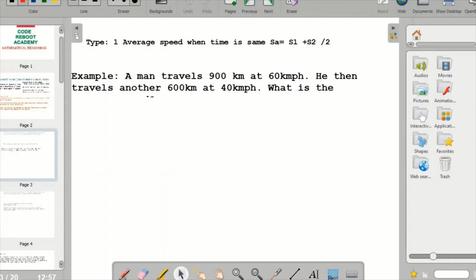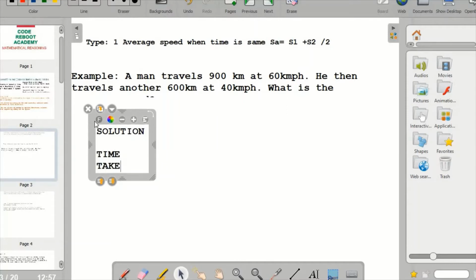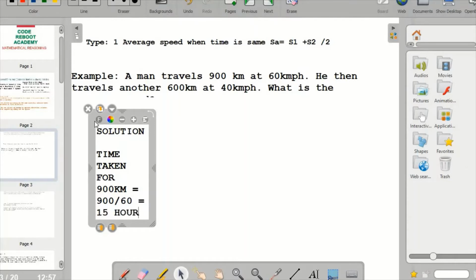So here we have the solution. First we have to check whether the time is same. So for that we have to calculate the time. Time taken for 900 kilometers is equal to 900 by 60, which is equal to 15 hours. Okay.